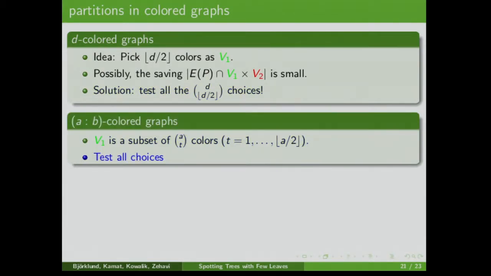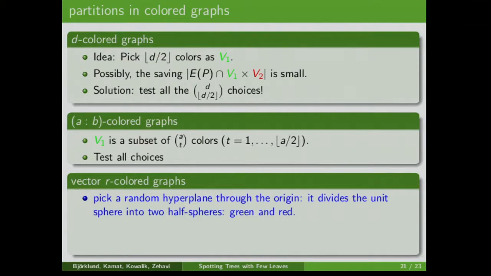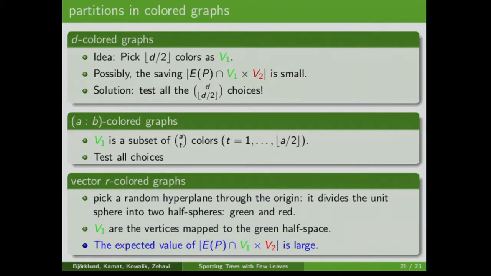Something very similar works for fractionally colored graphs, but for vector R colored graphs, the algorithm is particularly nice, I think, because what the algorithm does, it just picks a random hyperplane through the origin. And it divides this unit sphere into two half spheres. Let's call one of them red, another green, and all the vectors which are mapped to the green half space, their vertices go to V1, and the other goes to V2. And that's the partition.